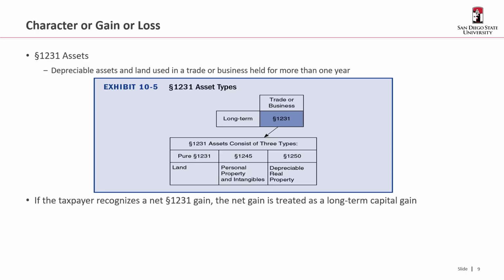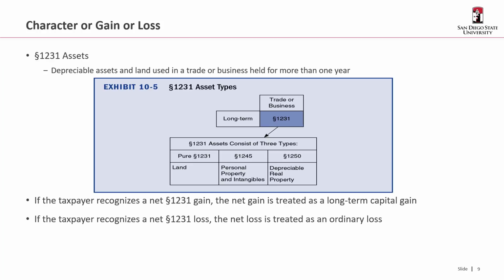Okay. So if a taxpayer recognizes a net 1231 gain, so they go through, they gather up all the 1231 assets that they sold during the year, and if it nets to a net gain, they actually treat that net gain as a long-term capital gain. Now recall, trade or business property held for more than a year is not a capital asset, but we are going to treat that gain as a long-term capital gain. So they're changing the rules on us.